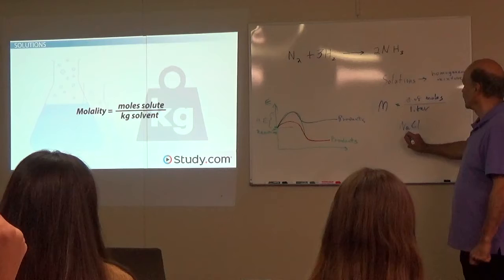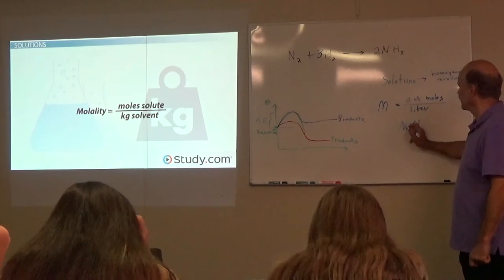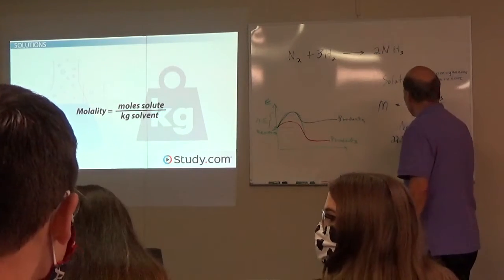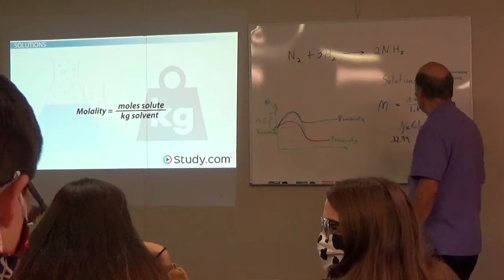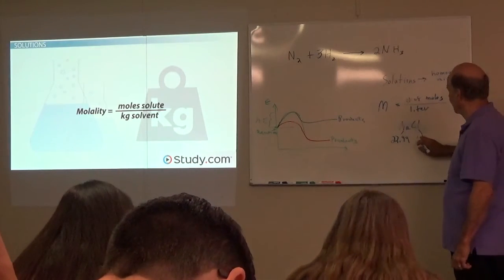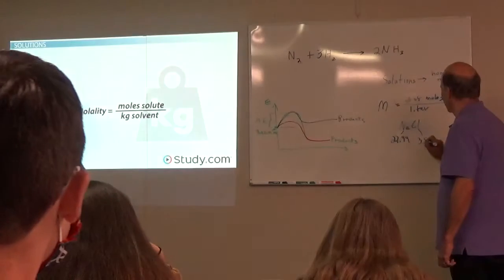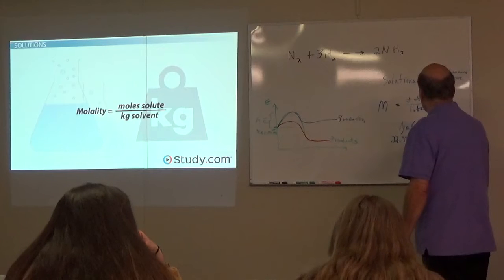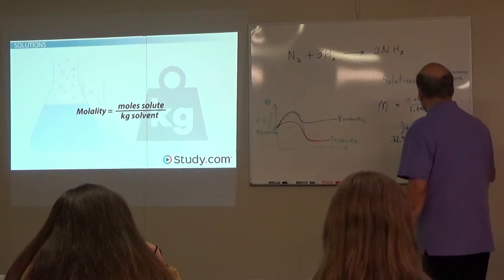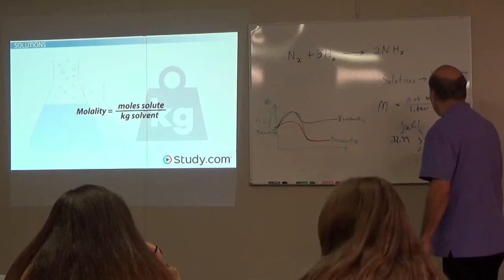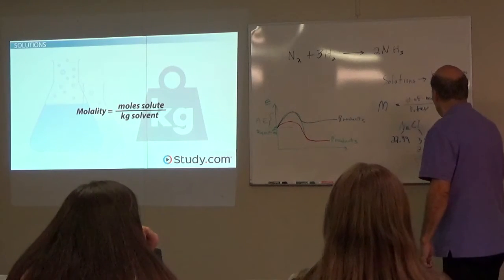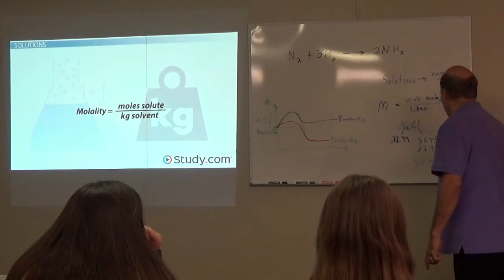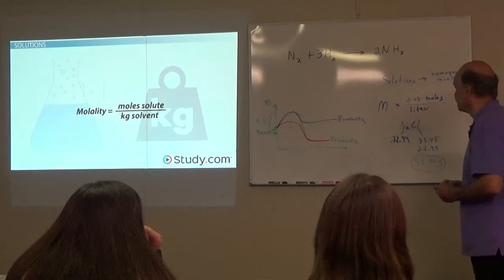On your periodic table, what do you see underneath sodium for the atomic mass? 22.99. What do you see underneath chlorine? 35.45. You have one of each. So if you add those up, I think it's 58.44. So if you have 1 mole of this, it's going to weigh 58.44 grams.